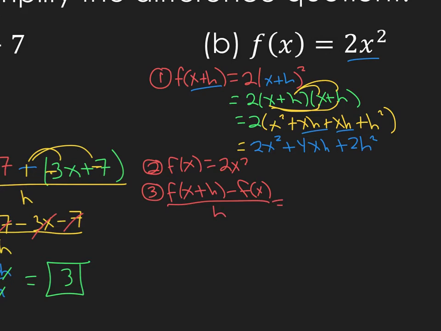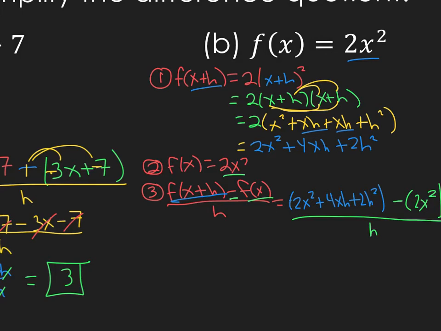Okay, so the first part is the f of x plus h, which we found in step 1 to be 2x squared plus 4xh plus 2h squared. And then notice we have a subtraction, and we're going to subtract our original function, 2x squared, and all of that is divided by h.